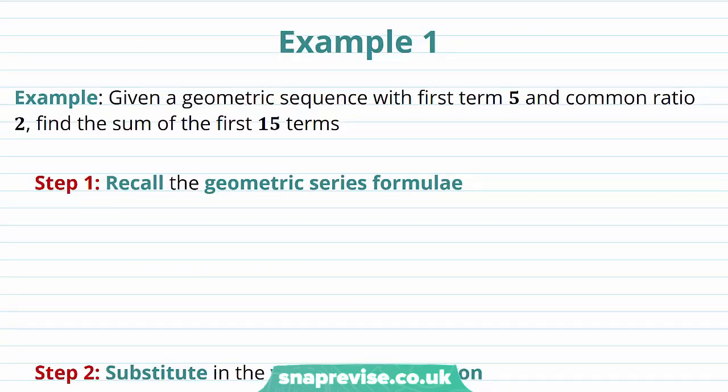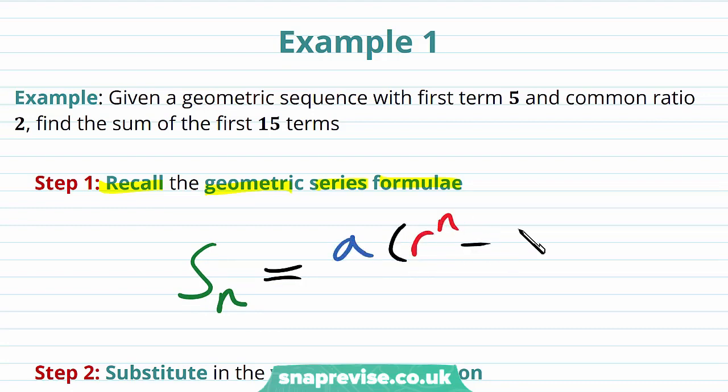Let's take a look at some examples. Our first example says that given a geometric sequence with first term 5 and common ratio 2, we're asked to find the sum of the first 15 terms. Our first step is to recall the geometric series formula. We have that S subscript n is equal to a multiplied by r to the power of n minus 1, and then we divide by r minus 1.